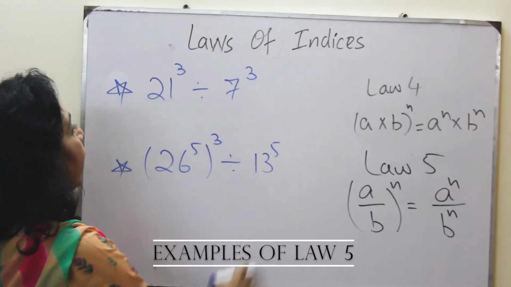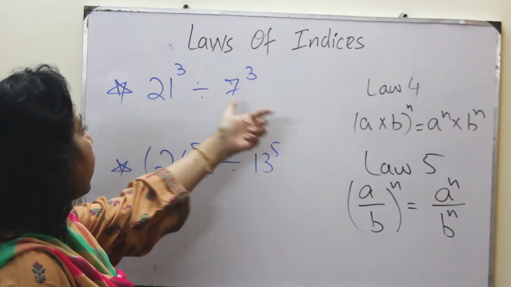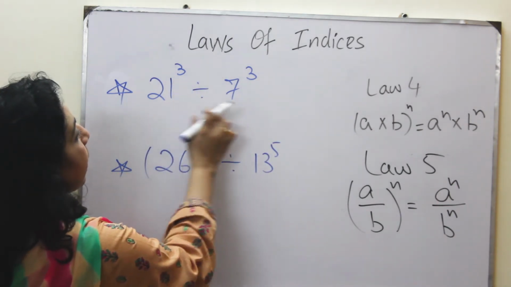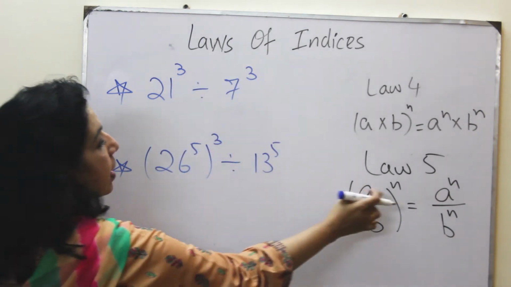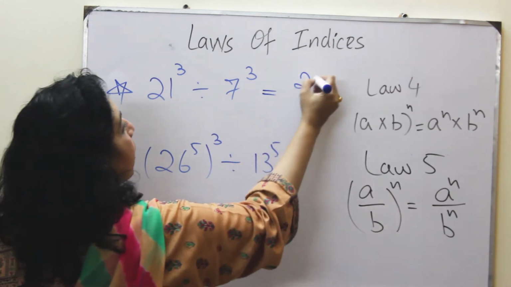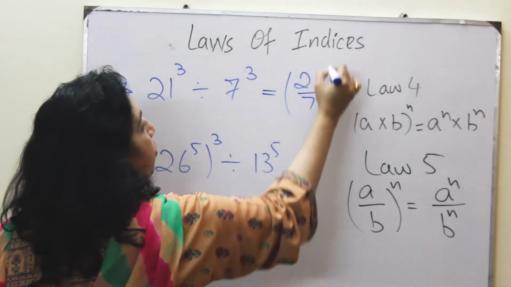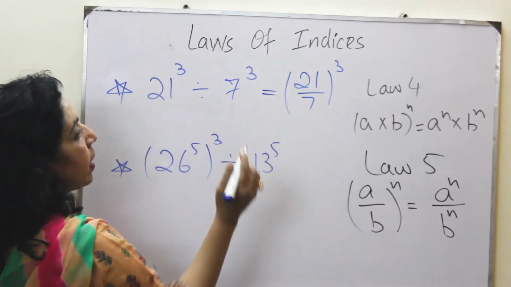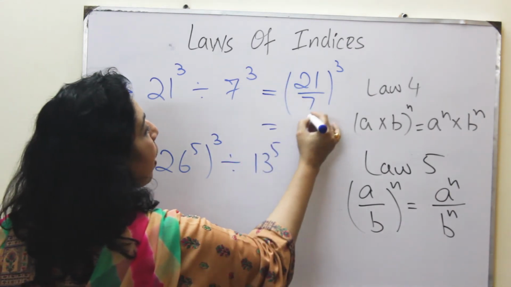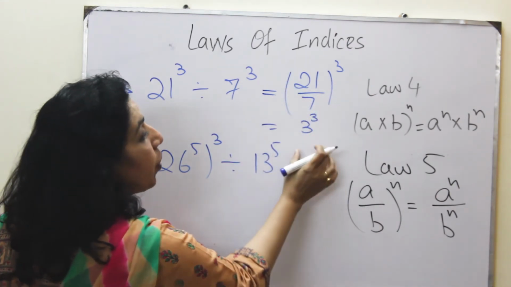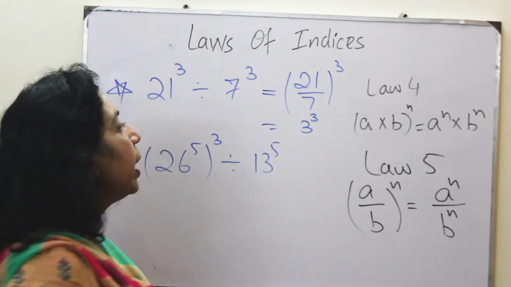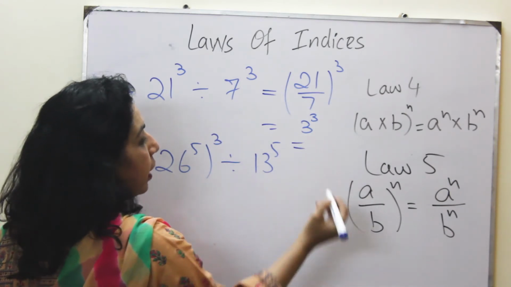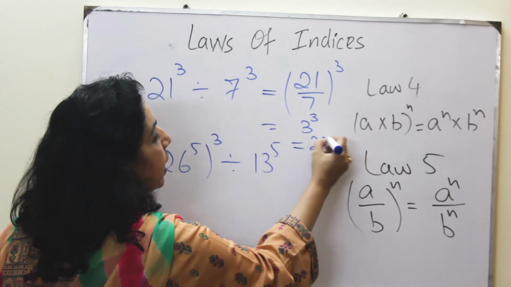When I use law 5, we have 21 power 3 divided by 7 power 3. You can see the base is different but the power is same. So we can write it as 21 over 7 raised to power 3. 21 is in the table of 7, so we can have 3 power 3 as the answer if you have to give the answer in index form. If you have to give the answer in an integer, you can have this 27.